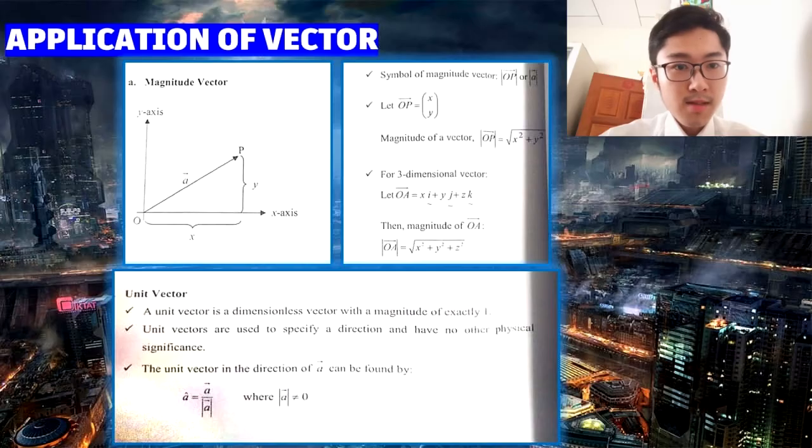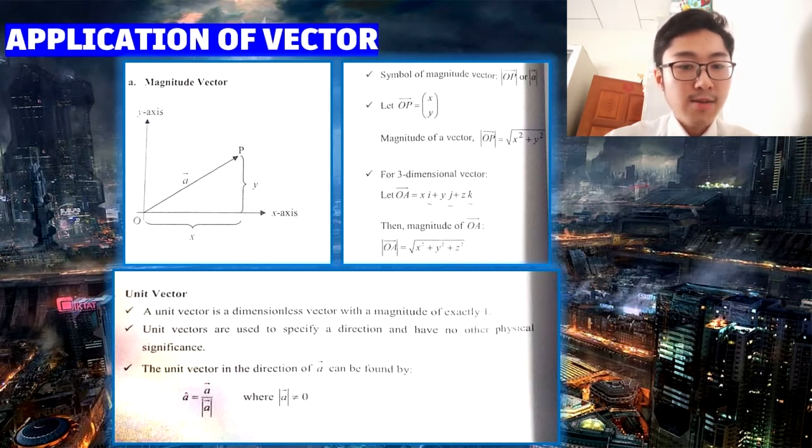The application of vector is first to find the magnitude of a vector. The symbol of magnitude is |OP|. Let OP equal (x, y). The magnitude of the vector is the square root of x squared plus y squared. For a 3-dimension vector, let OA equal xi plus yj plus zk. Then the magnitude of OA is the square root of x squared plus y squared plus z squared.